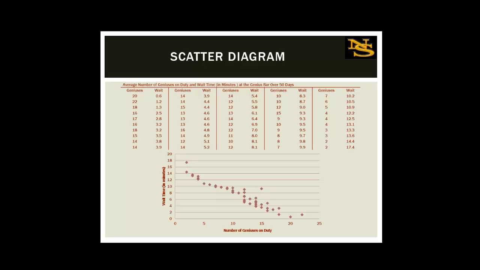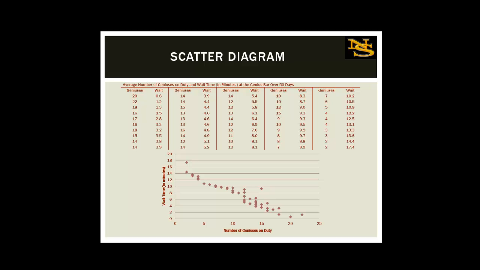So take a look at this. What kind of relationship is this? So if we're looking at over the past 50 days, how many geniuses were on duty that day, and what was the average wait time in minutes for that particular day? And let's say that this is all based on a particular shift, maybe like the busy shift from 11 in the morning till 7 at night.